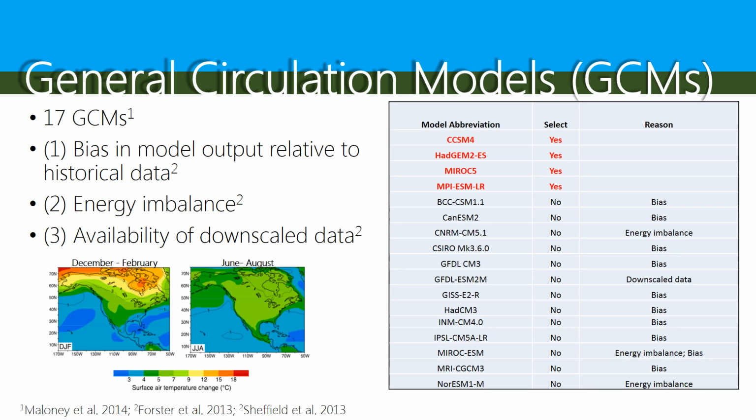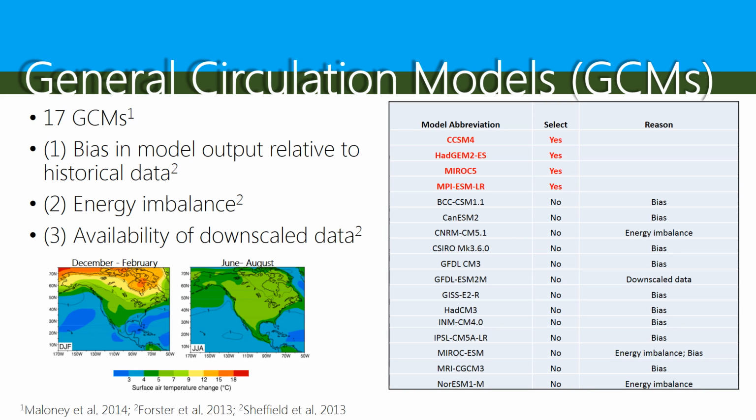This is how we selected our climate models. We started with 17 GCMs. These GCMs were studied by Maloney et al. 2014, and these models could be applicable to the continental US. You see the 17 GCMs in the table on the right of your screen. These models are generated by laboratories around the world, and they differ from one another because they use different sets of equations to capture the atmospheric dynamics.